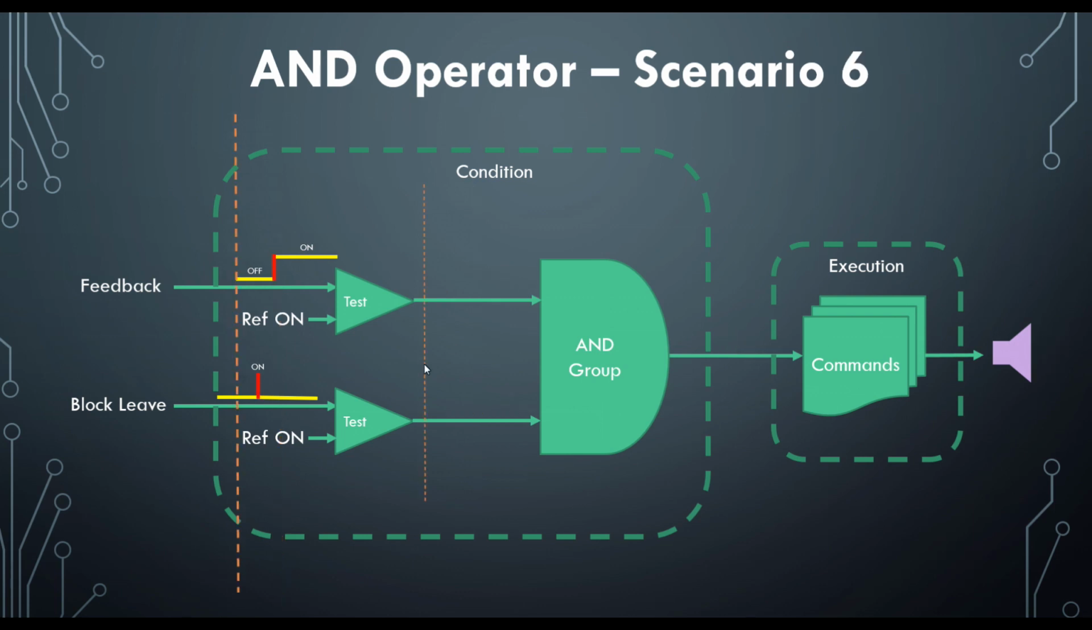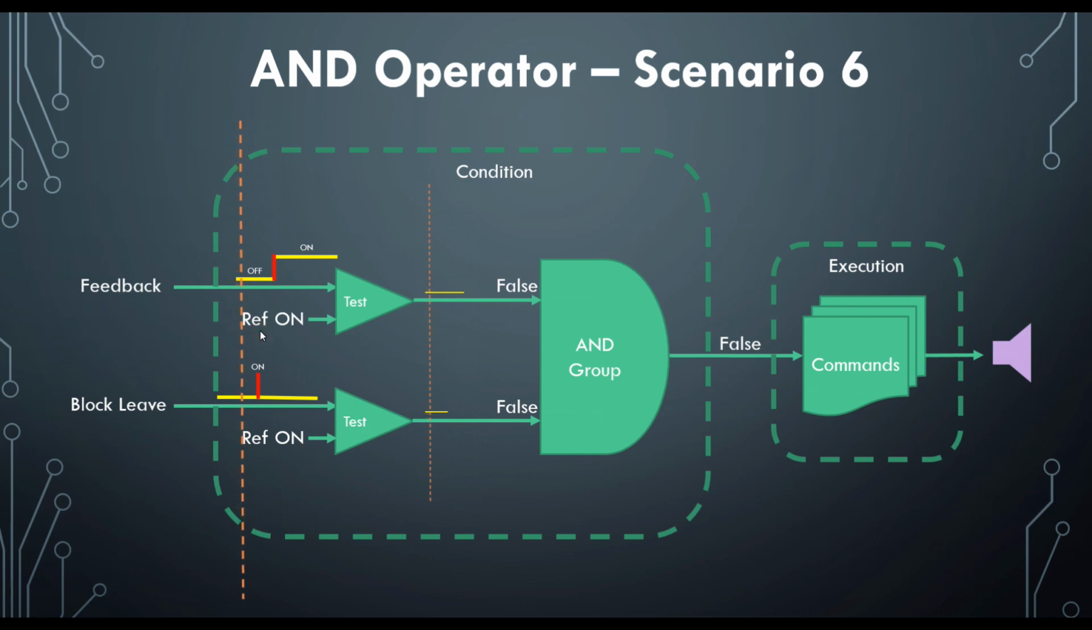Scenario number 6. The reference states are both the on state. The only time this is going to execute is if these are both in the on state at the same time. Well, that doesn't look as though that is occurring here, does it? Let's start off with the initial states, which are both off. So these will both be false. False and a false produces a false.